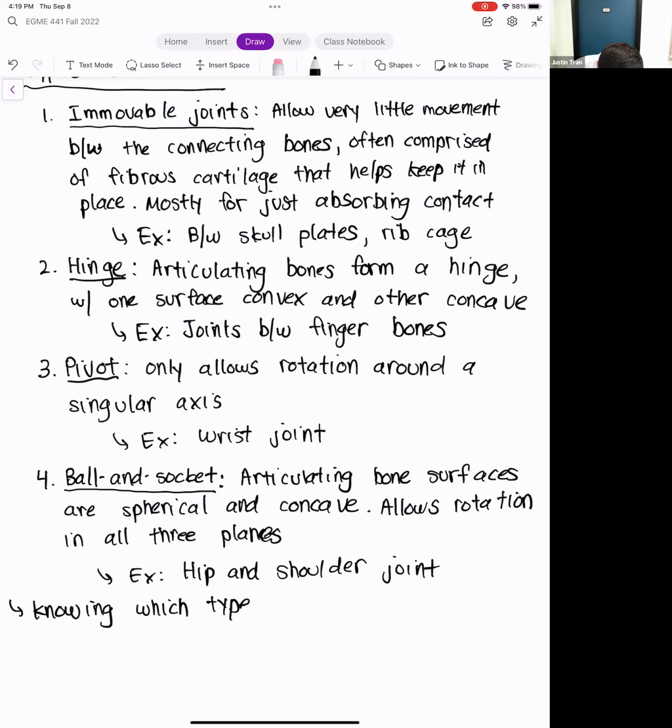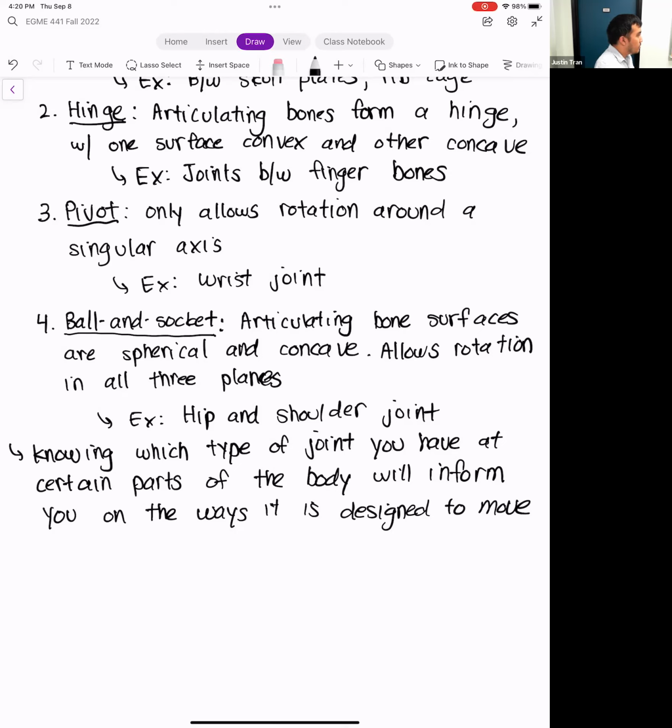Okay. And so if you move a joint in a way that it's not supposed to, you're probably going to get hurt one way or the other. I also want to mention that these categories make it seem like every joint belongs strictly to one category, but that's not the case either. There's a lot of joints that are mostly one type, but they can allow a little movement in another type as well. Okay, so these categories are not strict categories.